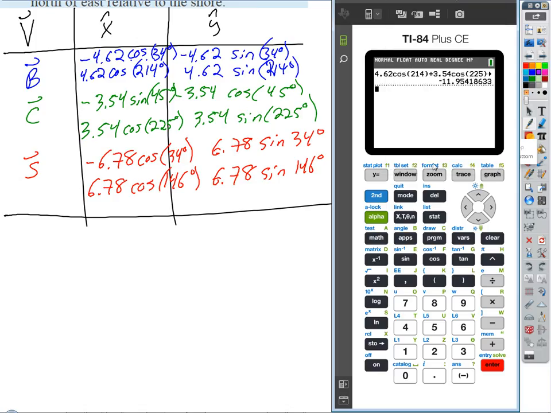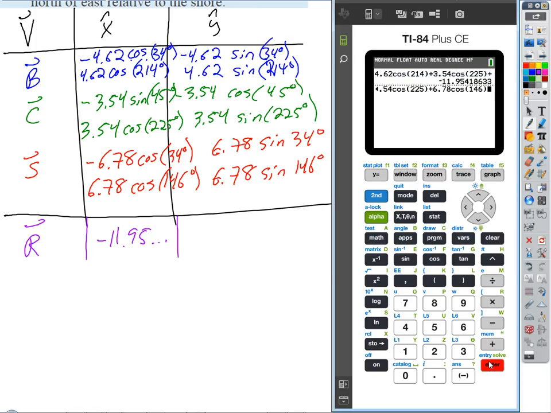So I'm going to write down the decimal, but remember, we won't use the decimal. We're going to use the unrounded number on the calculator. So our resultant, r sub x, is negative 11.95, blah, blah, blah. Okay? Scoot over to the y component. Check out how easy this is.